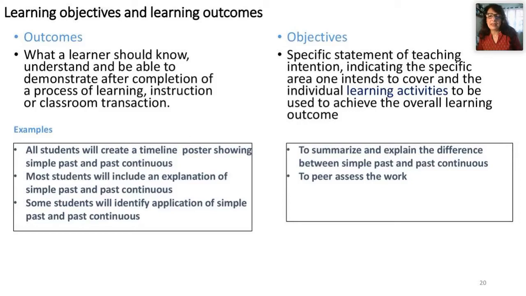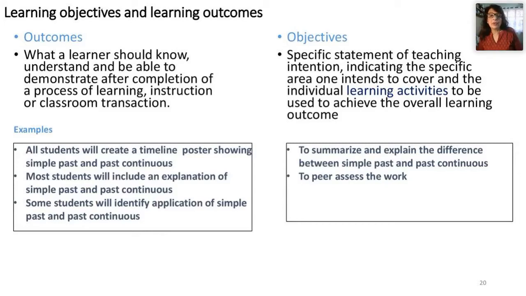See, there is a clear demarcation. This is a differentiated classroom. Therefore, you will see that some students will be able to identify, some students will be able to give an explanation also, and some students will be able to create a timeline poster. So there is a clear demarcation on the performance levels of the learners. So this is the outcome that you have mapped for the simple past and past continuous.